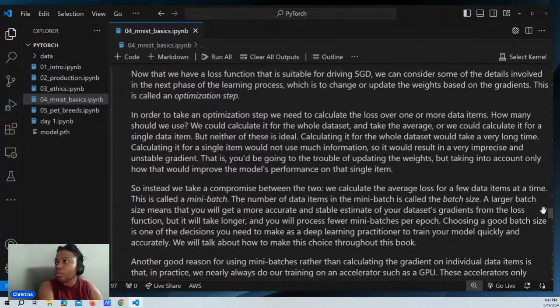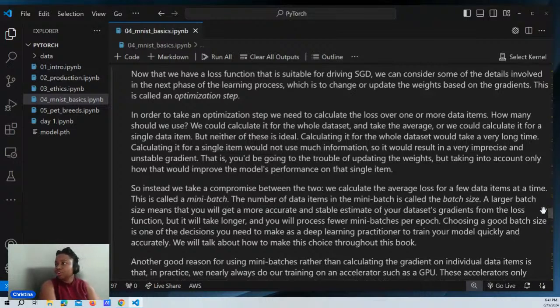So instead, we take a compromise between these two. We calculate the average loss for a few data items at a time, and that is considered a mini batch. It makes sense. Take the average of a lot of different random batches. And the number of items in that batch is your batch size.